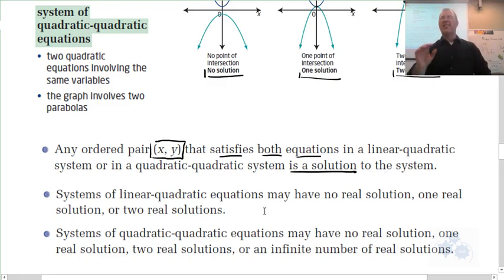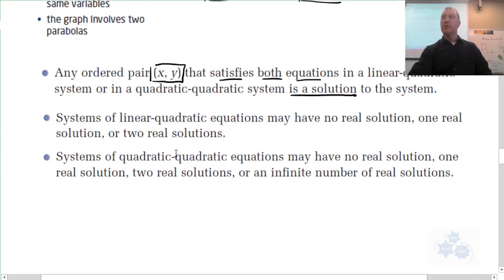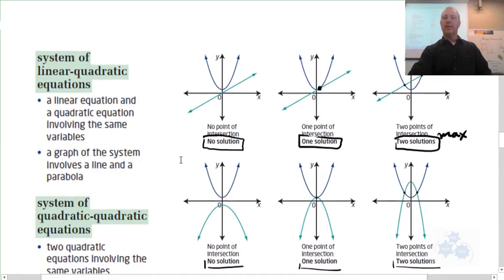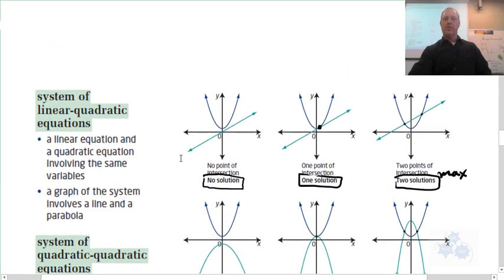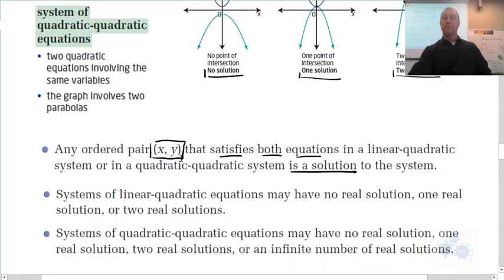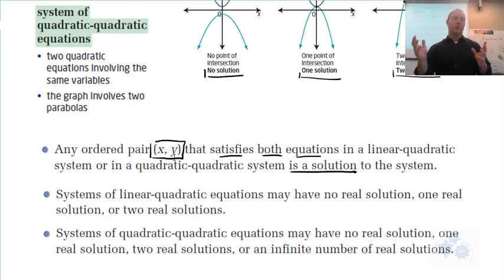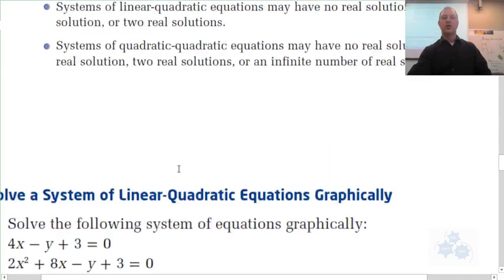Okay? So again, hopefully this is bringing back some memories from Foundations 20, and hopefully you're remembering some of this. So they could have no real solution, 1 real solution, or 2. And it's the same for both of those types. Okay, any questions about that right now? Any questions? Okay. System, 2 or more, straight lines or parabolas, that's what we're dealing with. 0, 1, or 2 possible solutions. And the solutions are the intersection points.